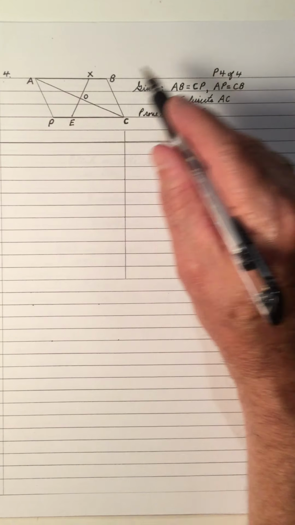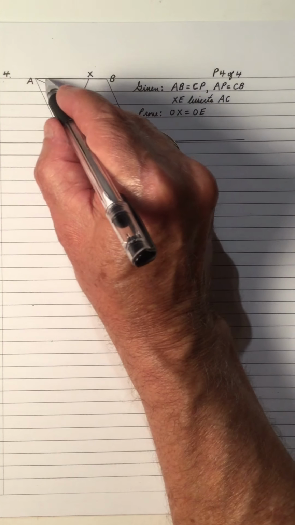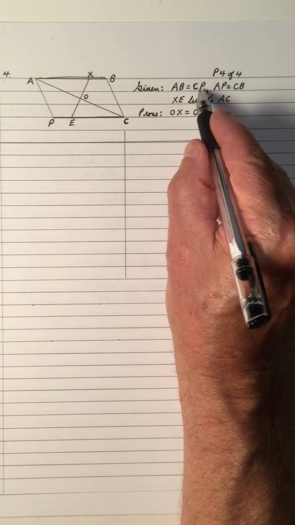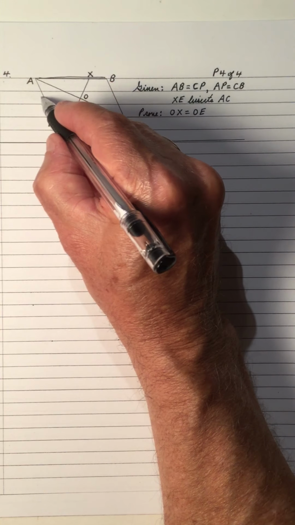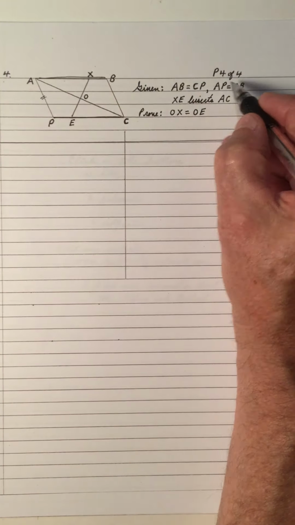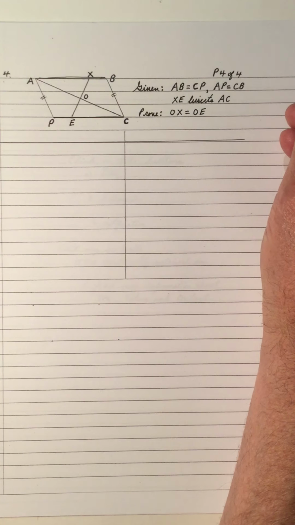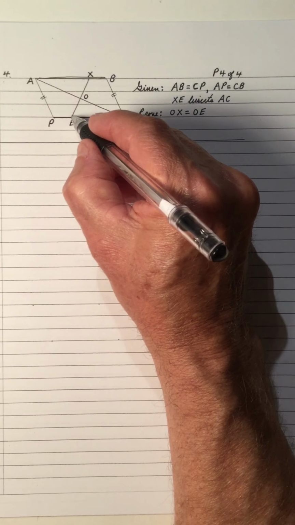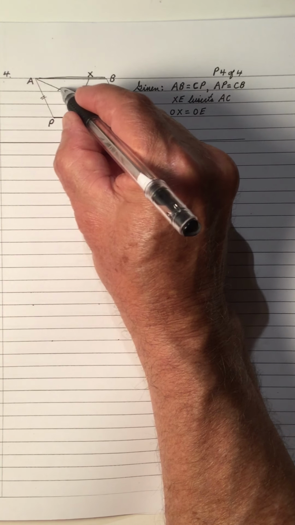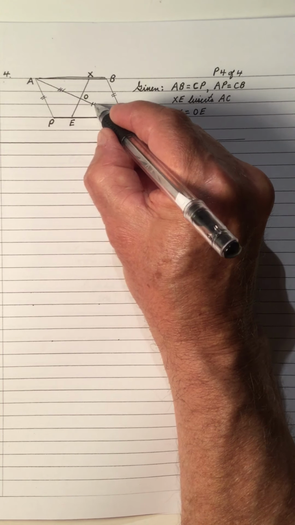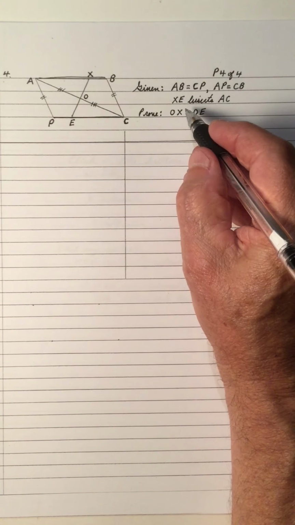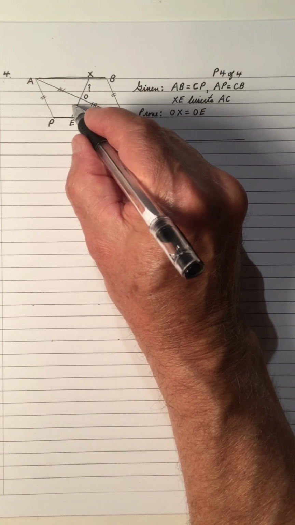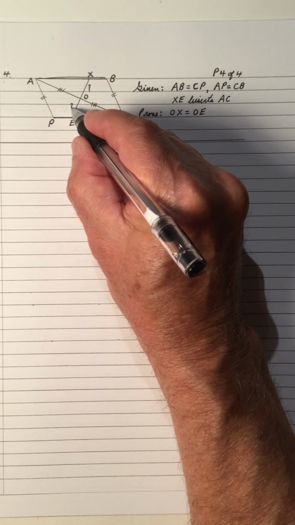And in this diagram, we're given that AB, which is this one, equals PC, which is this one. We're given that AP equals BC, which is this one. And we're given that XE bisects AC. So XE bisects AC, that means OA equals OC. And I need to prove that OX, which is this side, is equal to OE.